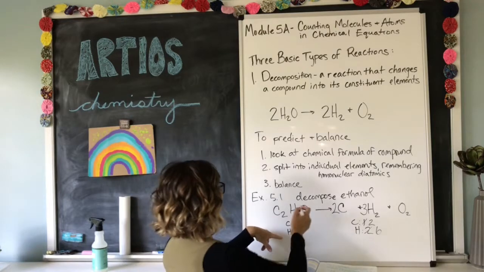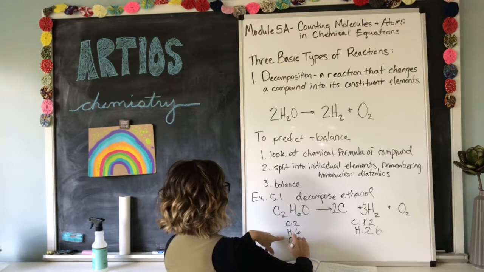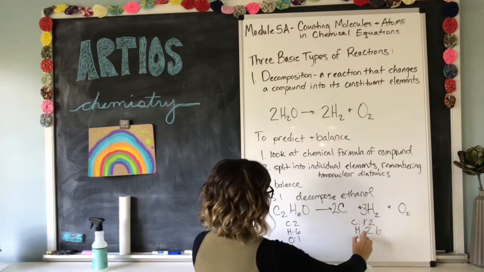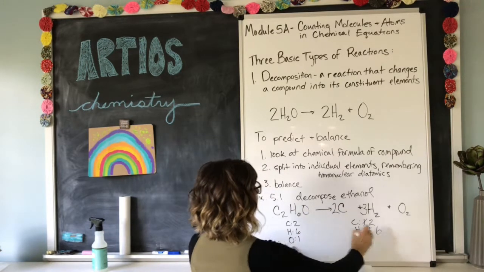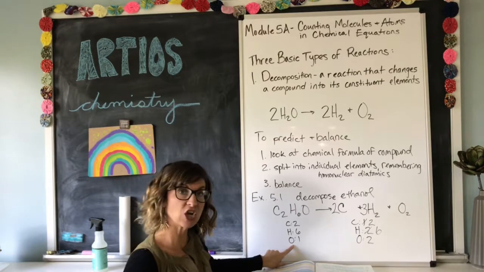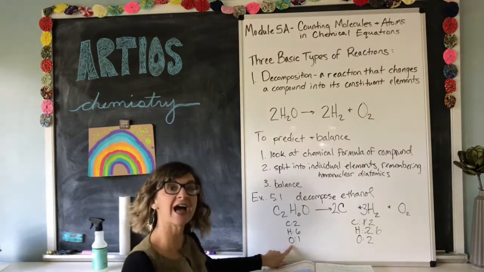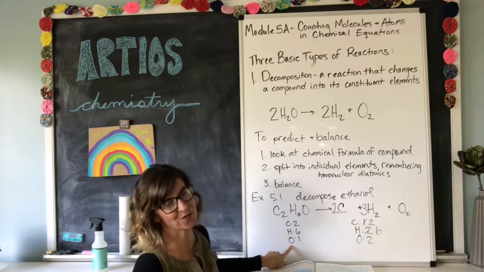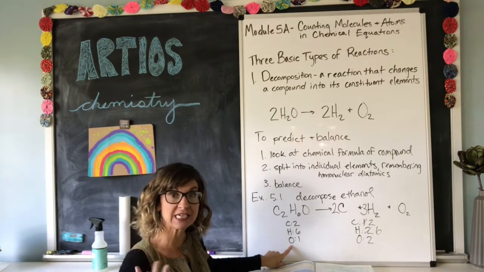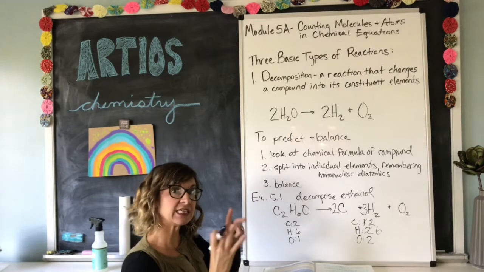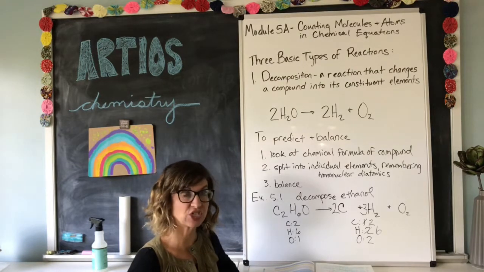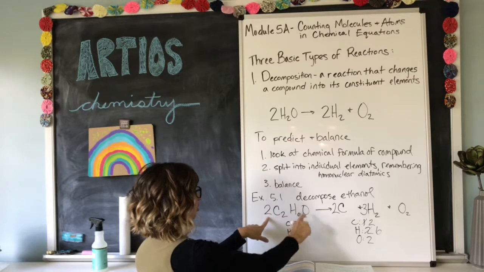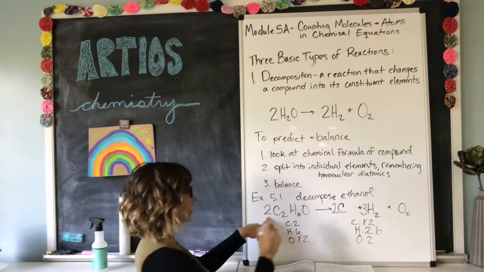Lastly, oxygen. We start with 1 on the reactant side, and on the product side, we have 2. So this time, we have to add a coefficient out front of the oxygen. Now, can we just stick it here in the middle of the formula? Of course not. We have to stick the coefficient in front of the entire molecule that the oxygen is a part of. So the coefficient comes out here. So now we have 2 oxygens.